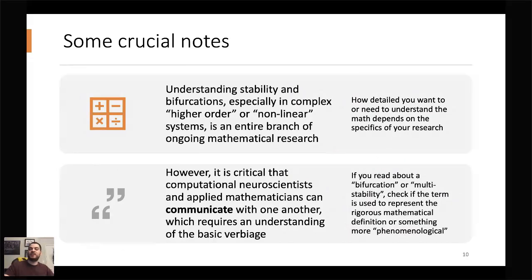What is necessary is that as computational neuroscientists as a whole, we're able to communicate with each other and we have some sort of shared verbiage. So if you read a paper that talks about a bifurcation or a multi-stability, you need to be able to know what that term means and also be able to read via the context clues whether it's meant in the pure mathematical sense or whether it's meant in a more descriptive phenomenological sense.